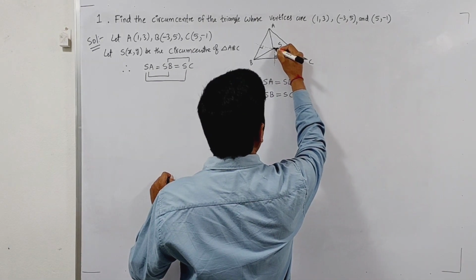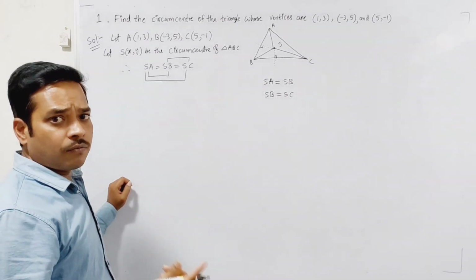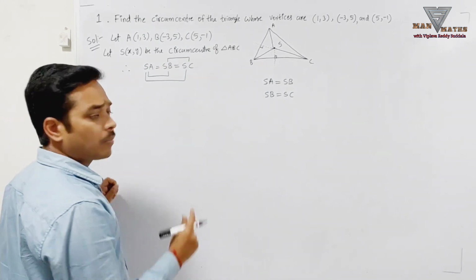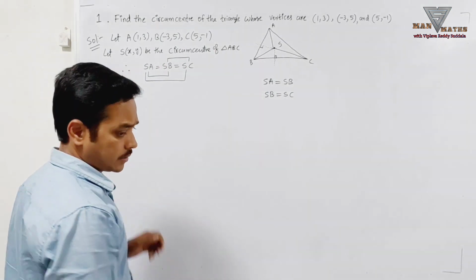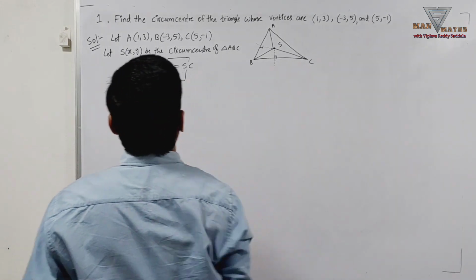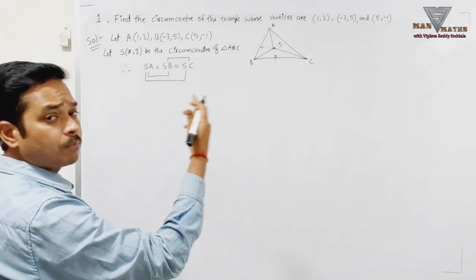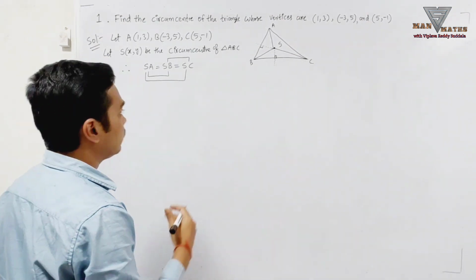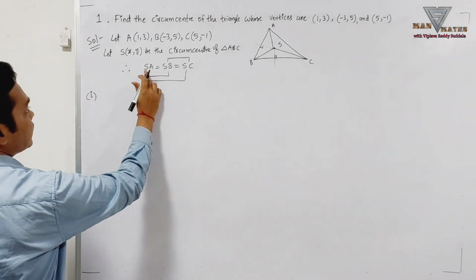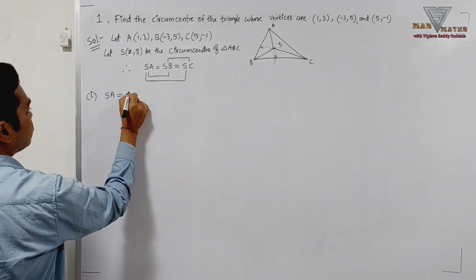What is the meaning of circumcenter? Definition of the circumcenter: the point of intersection of any two perpendicular bisectors of the sides. Now find the equation of the perpendicular bisector of side AB and side BC or side AC. For that, take any one equation. Here SA equals SB. Take first SA equals SB.